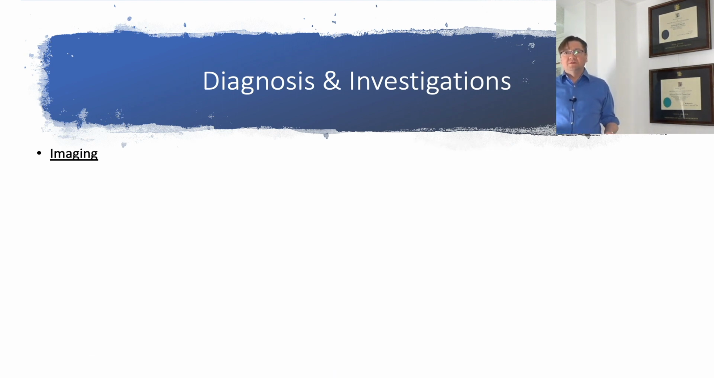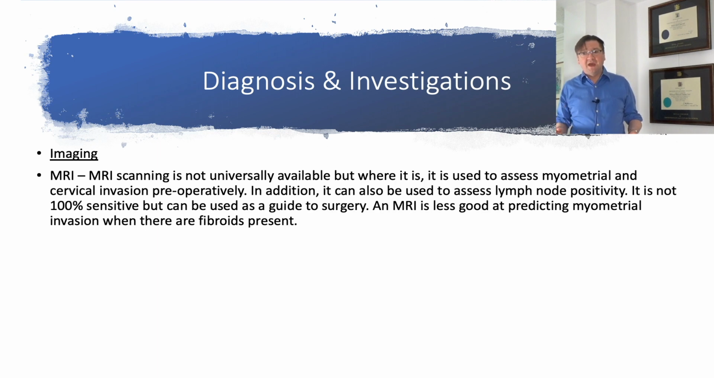So, in terms of investigations, you've made your diagnosis. One of the investigations we would do, certainly in the UK, is an MRI. It's not universally available, but where it is available, it's used to assess myometrial and cervical invasion preoperatively. In addition, it can be used to assess lymph node positivity. It's not 100% sensitive, but can be used as a guide to surgery. An MRI is good at predicting myometrial invasion, but it is not as good when there are fibroids.